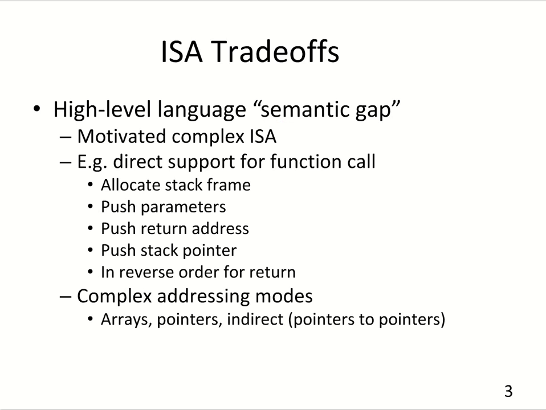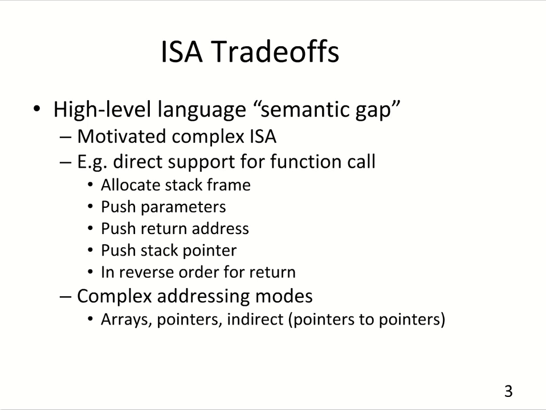A couple of examples of this would be, first of all, providing direct support for function calls, which were viewed as something that would be difficult to implement with simple primitives. So instead, many of the older instruction sets would include instructions that would do all of the work required to implement a function call, namely allocate a stack frame off the stack, push parameters onto that stack, push the return address onto that stack, push the stack pointer itself onto that stack, and then finally transfer control to the subroutine or function that was being invoked. And then, of course, when returning from that subroutine, all of these steps would need to be performed more or less in reverse order to implement the semantics of the function call return.